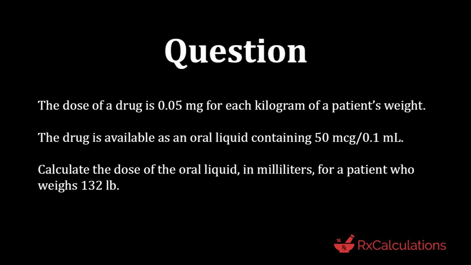This question says the dose of a drug is 0.05 milligrams for each kilogram of a patient's weight. The drug is available as an oral liquid containing 50 micrograms per 0.1 milliliter. Calculate the dose of the oral liquid in milliliters for a patient who weighs 132 pounds.